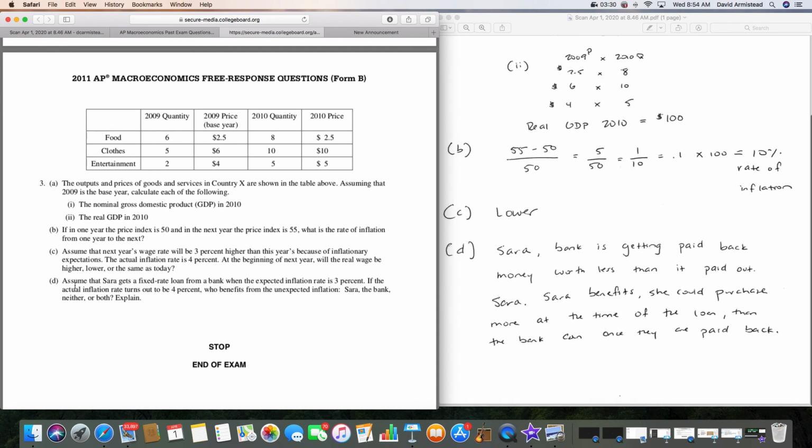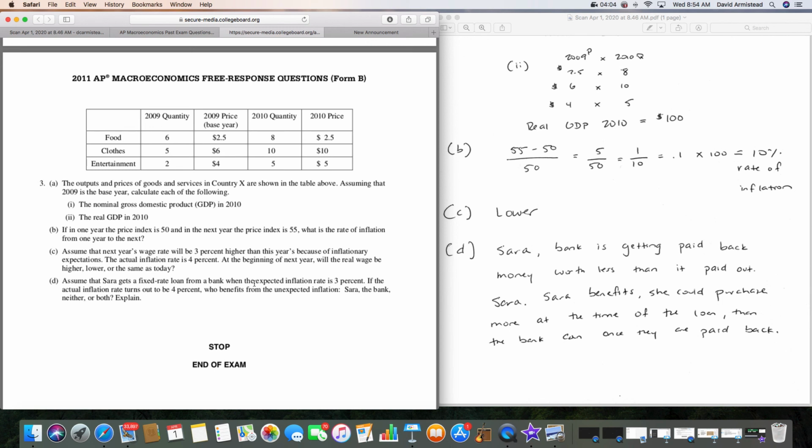All right, assume that Sarah gets a fixed rate loan from a bank when the expected inflation rate is 3%. If the actual inflation rate turns out to be 4%, who benefits from the unexpected inflation? Sarah, the bank, neither, or both? Explain. All right, it's a little tough, right? So remember, banks will build the inflation rate into the real interest rate. So the inflation rate plus the real interest rate ends up being the nominal interest rate.